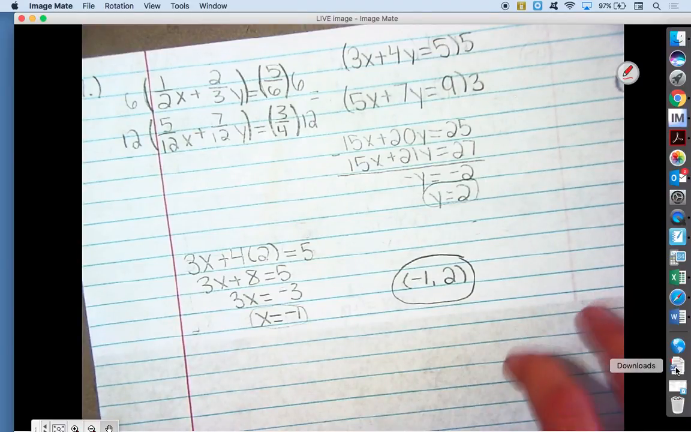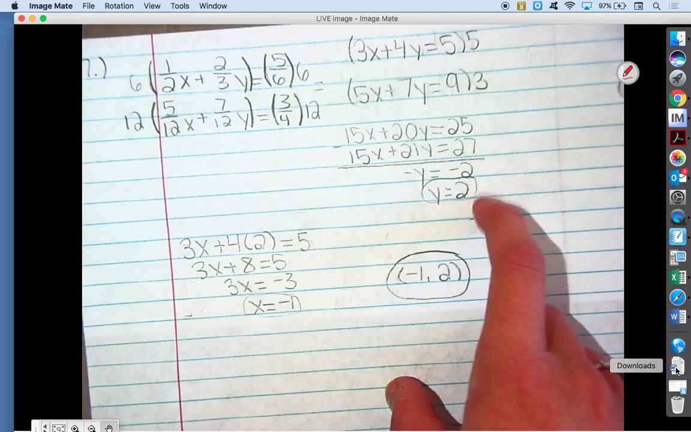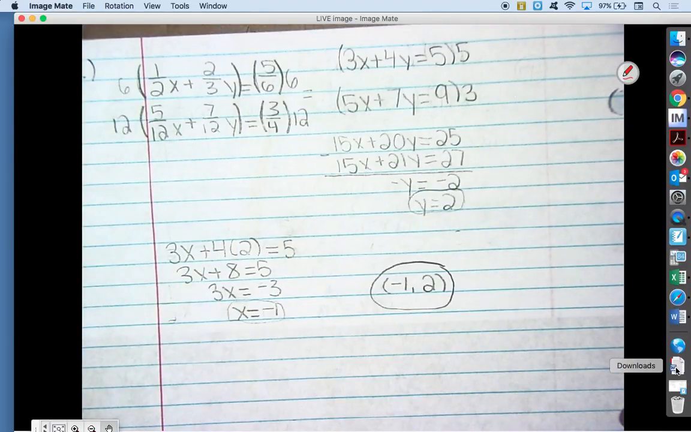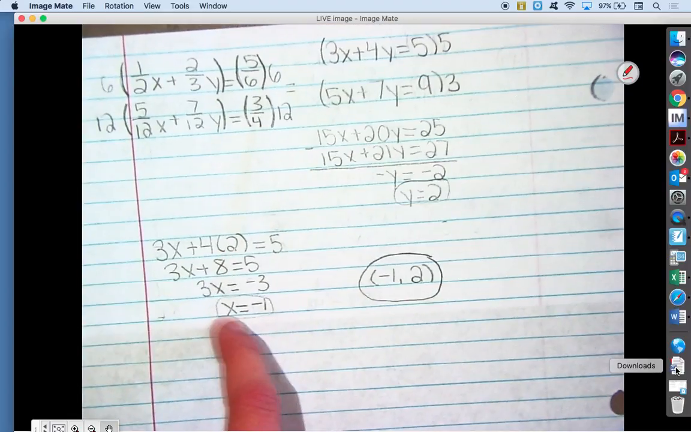And then to find x, you just plug 2 into the original equation, and you would get x equals negative 1. Are there questions on that? Jenna, you can leave that up just for another minute or so, just to let everybody look at it.